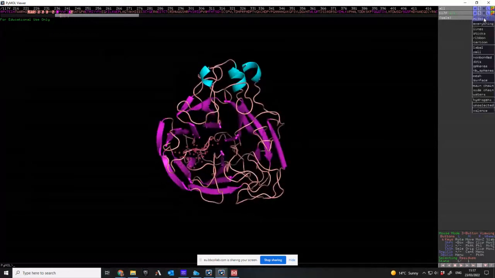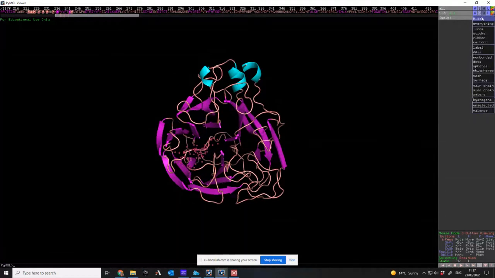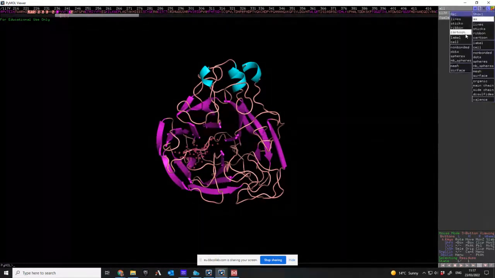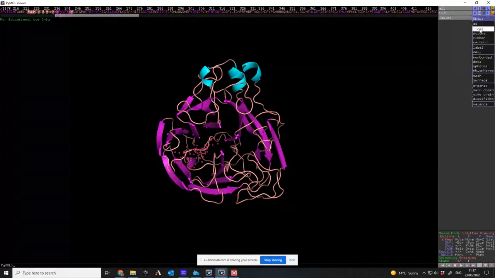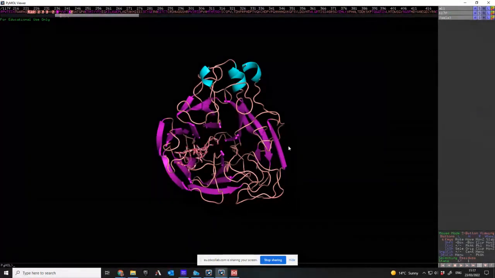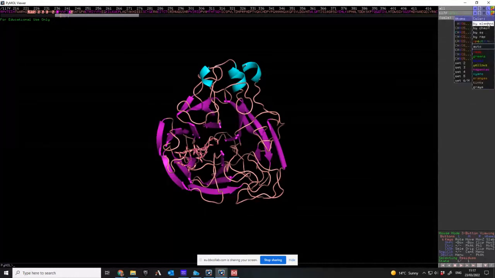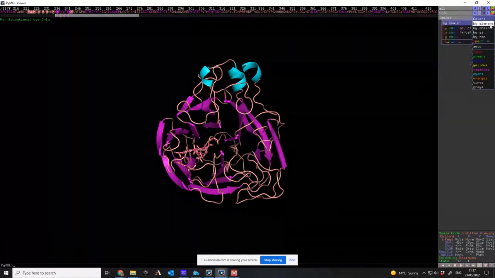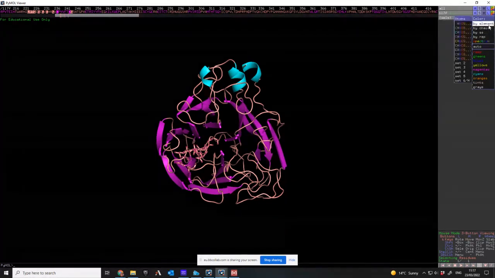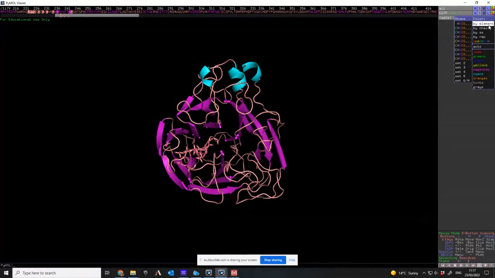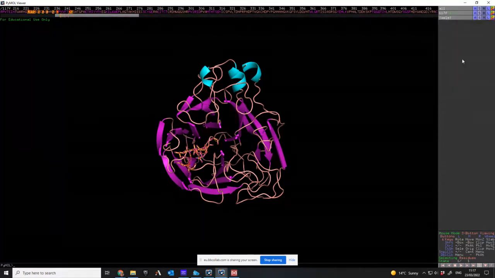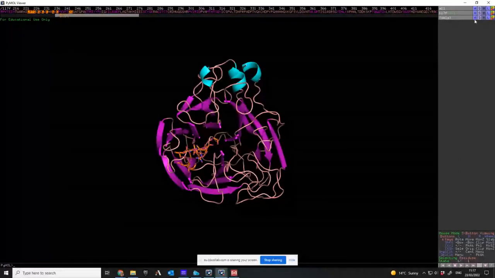Now, to make that a bit clearer, what I can do is show those. Whoops. I just want it for the selected thing, as sticks. And I can color those by element. What color scheme do I want to use? Let's have orange for carbon, blue for nitrogen, red for oxygen, sort of yellowy color for sulfur. Does that work? Well, vaguely.